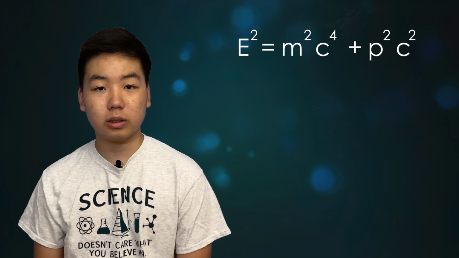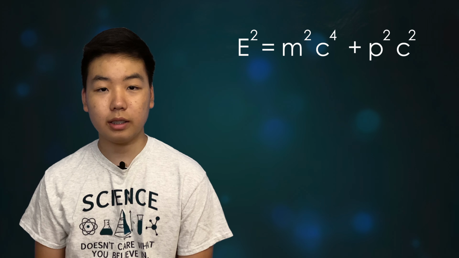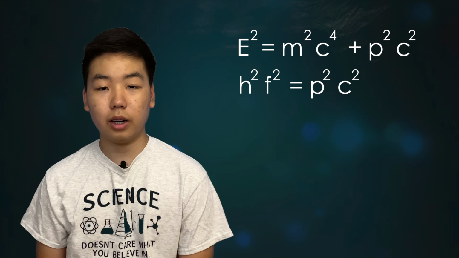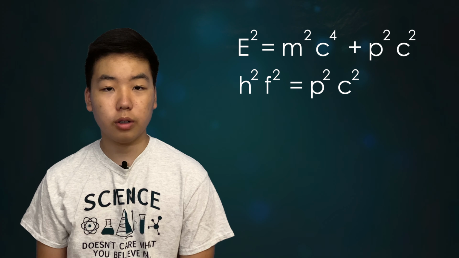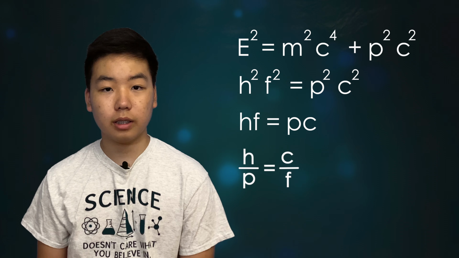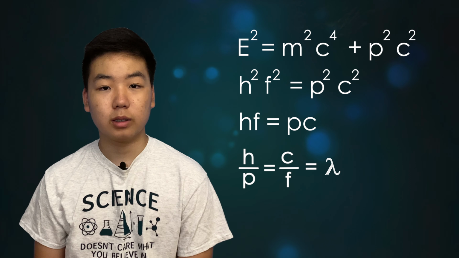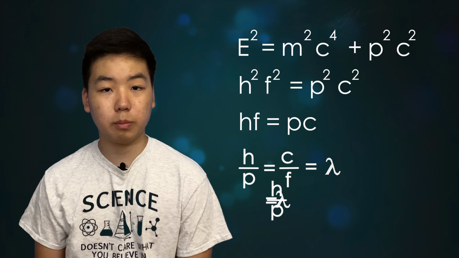We know that E equals hf, so this side can be simplified as h squared times f squared. We know that the mass of light is 0, so the other side can be simplified as p squared times c squared. Taking the square root of both sides, we get that hf is equal to pc, which we can rewrite as h over p is equal to c over f. And the speed of light divided by its frequency is equal to its wavelength. So we know that the wavelength of light must also be equal to Planck's constant divided by its momentum. De Broglie stated that this same equation could also be used to calculate the de Broglie wavelength of particles.